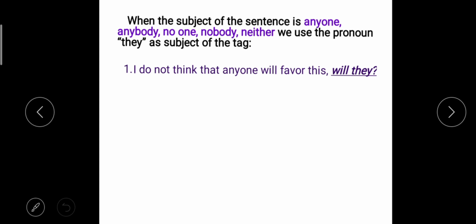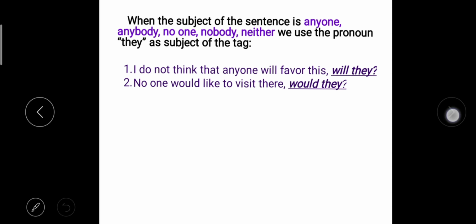I do not think that anyone will favor this. Will they? It means here the sentence is anyone will favor this. And according to anyone, the subject of the question tag will be they. So if these words are used in the sentence such as anyone, anybody, no one, nobody, neither, the subject of the question tag will be they. No one would like to visit there. Would they?